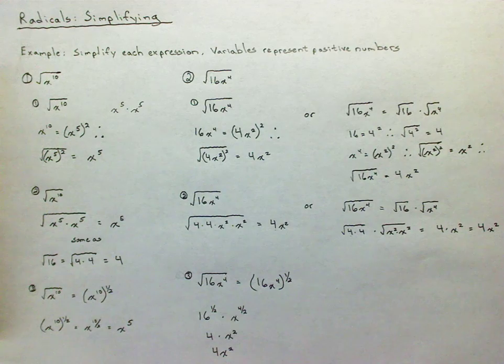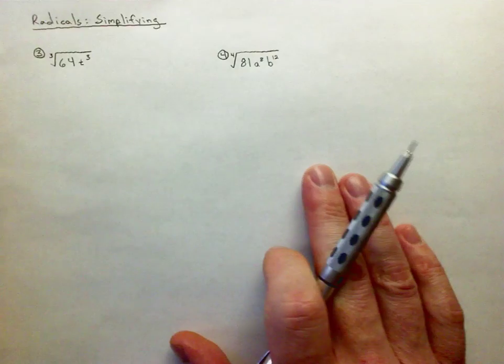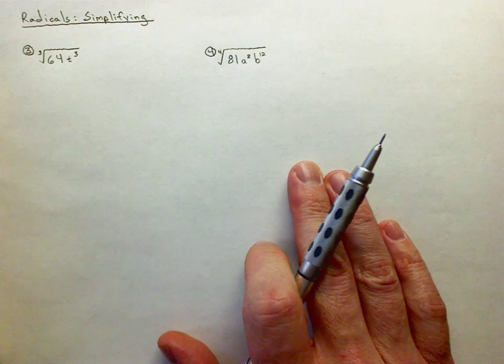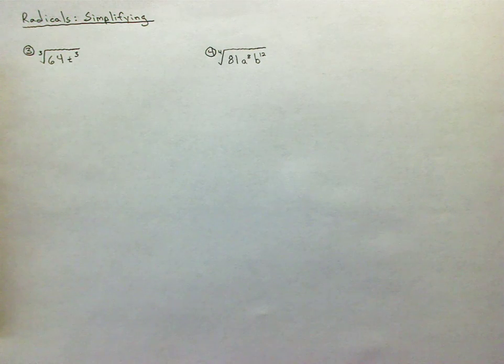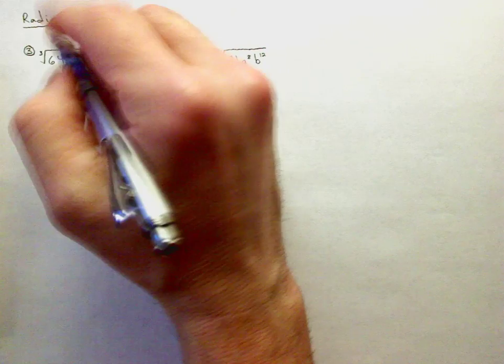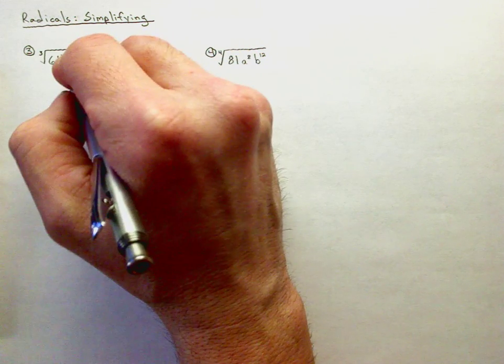That is simplifying radicals. Let's take a look at some examples. So what I would like for you to do is pause the video, and then let's see if you and I get the same answers. Okay, for the first one, what I'm looking for is a cube root. Now I'm taking the cube root of 64 t cubed.